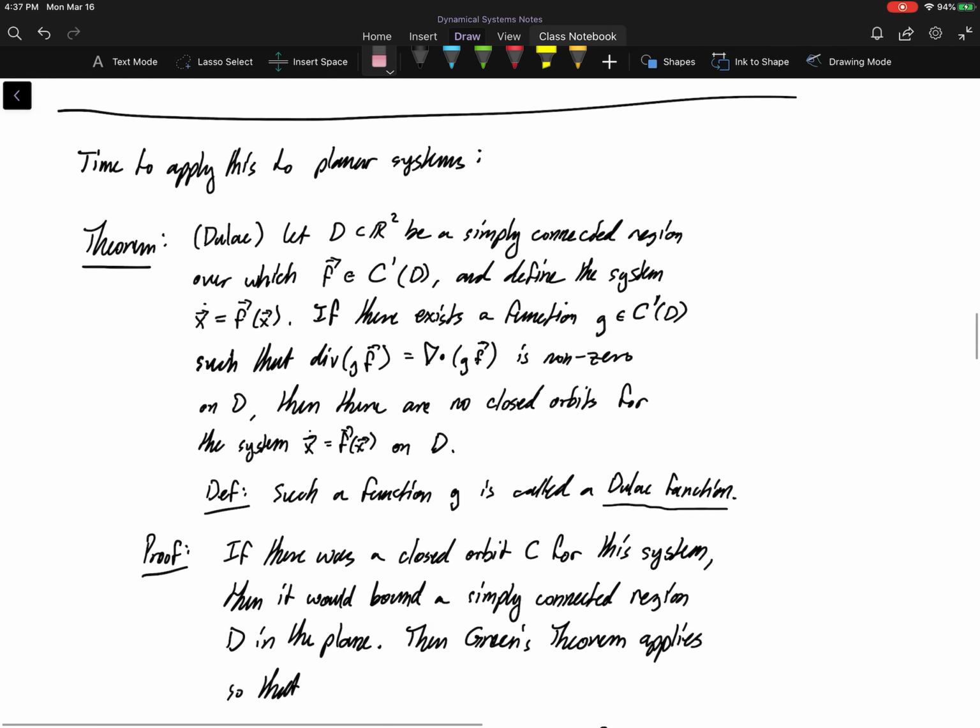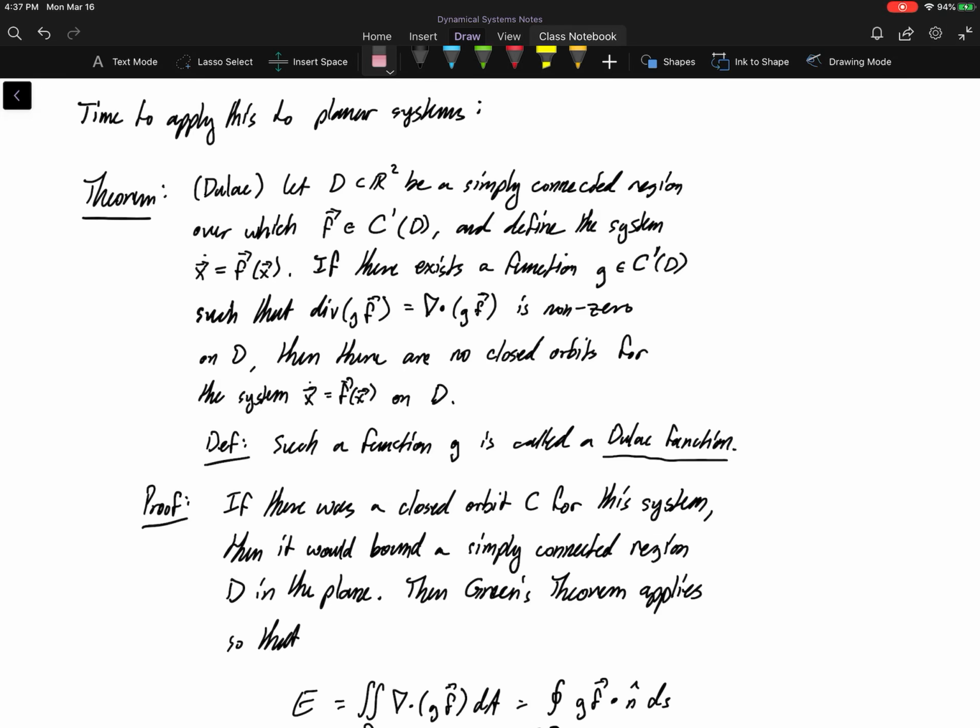Okay, so in order to apply this to planar systems, Dulac's criterion is a planar phenomenon. This is why we're using Green's theorem and not some higher dimensional version of Stokes. But Dulac's theorem says for us to be in the setting for Green's theorem, that we have a vector field, little f, over a simply connected region D. And we are going to define the system x dot equals f of x.